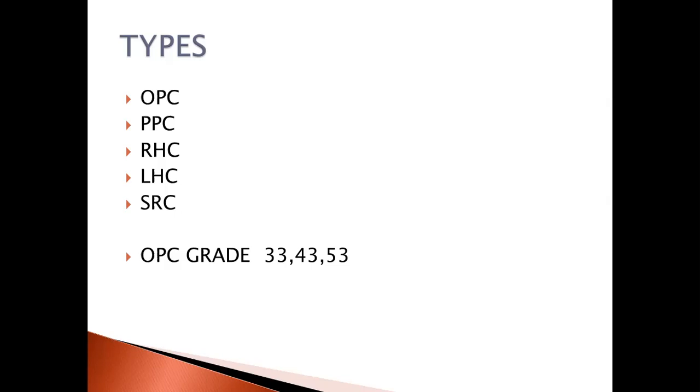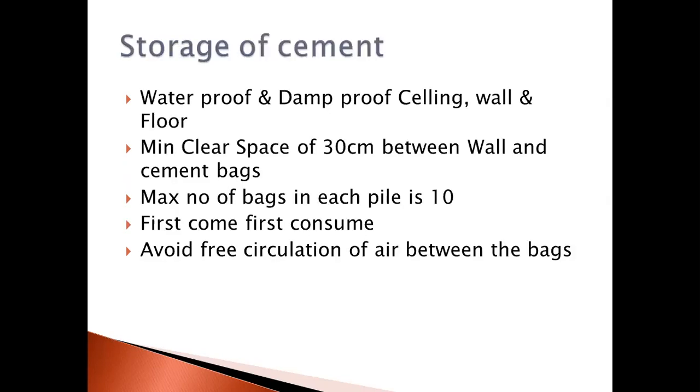And we have to know what grades are available in the OPC. So we have three grades: 33, 43, 53. As the grade increases, the fineness of the cement also increases, and the specific surface area of cement also increases. So finally, one of the main things we have to know about cement, if we are constructing our house, is how to store the cement. The room where we are going to store the cement should be waterproof and damp proof in the ceiling, wall, and floor. And the minimum clear space between the wall and the cement bag should be at least 30 centimeters.